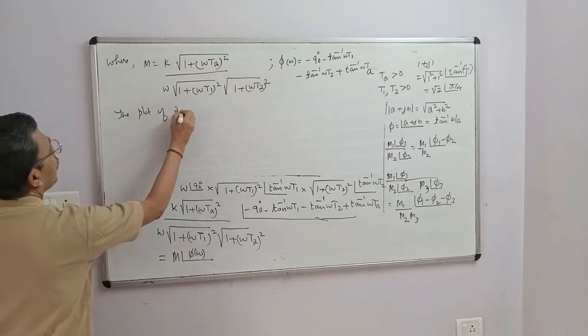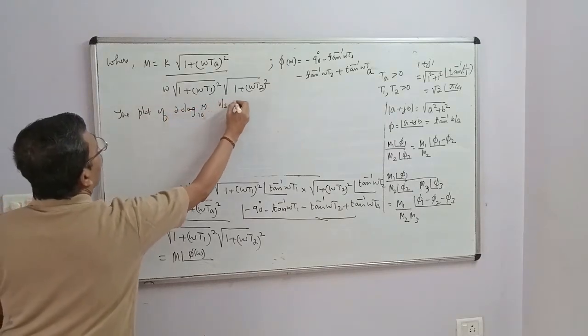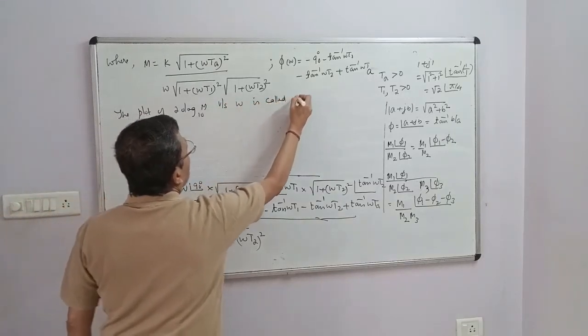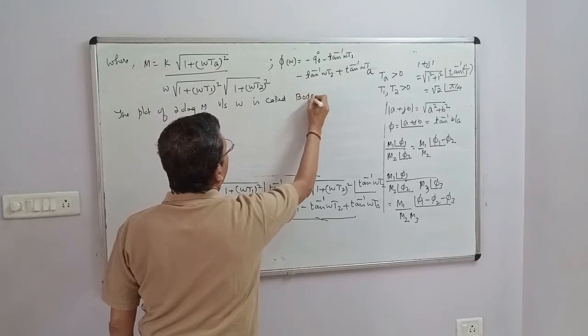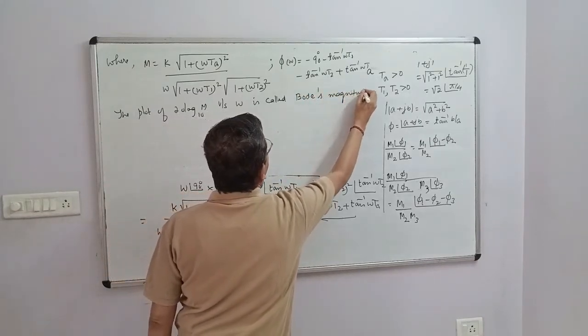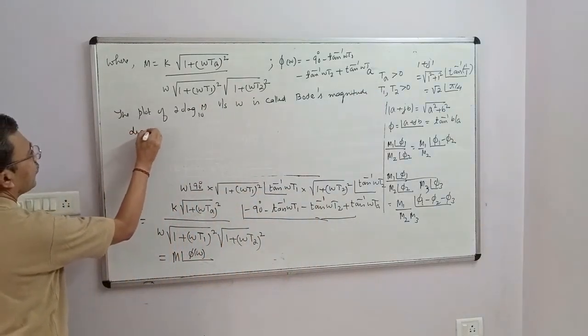The plot of 20 log m to base 10 versus omega is called Bode's magnitude diagram.